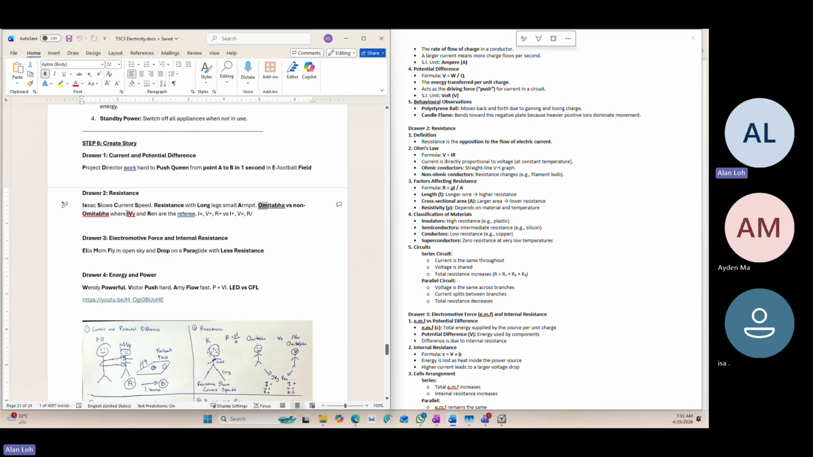Right? Then we have this where I, V and R are the referee. I, V and R is to reflect the formula V equals IR. Right? I, V and R. R is my boy. That's his name. You can relate it with Richard, or you can relate it to somebody else.